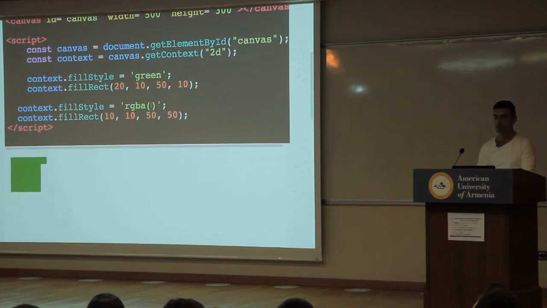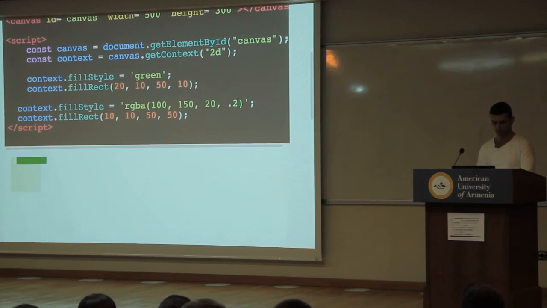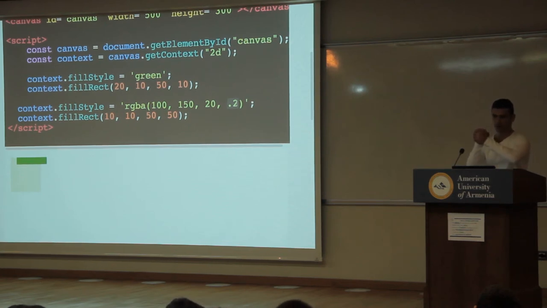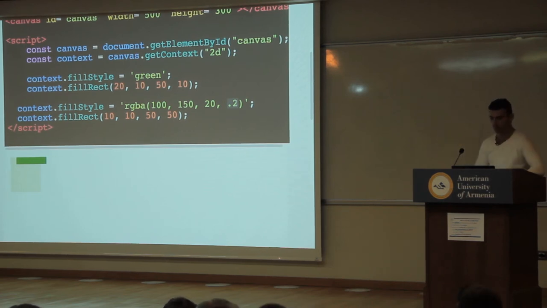RGB means red, green, and blue, and it takes values between 0 and 255. So let's do 100, 150, 20, and A is 0.2. There you go. Thank you for all the RGBA people. This is opacity, by the way, the last one. One is completely opaque, zero is completely transparent, and everything in between is everything in between. So if you want it less opaque, there you go.